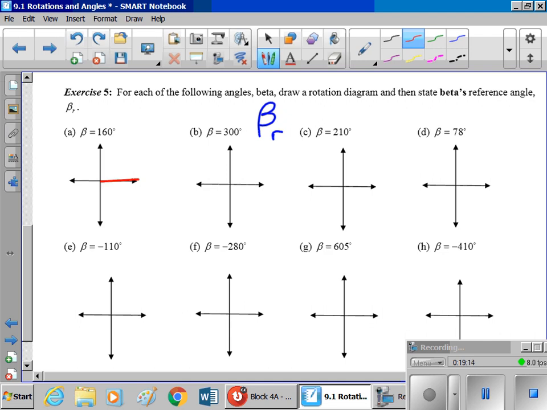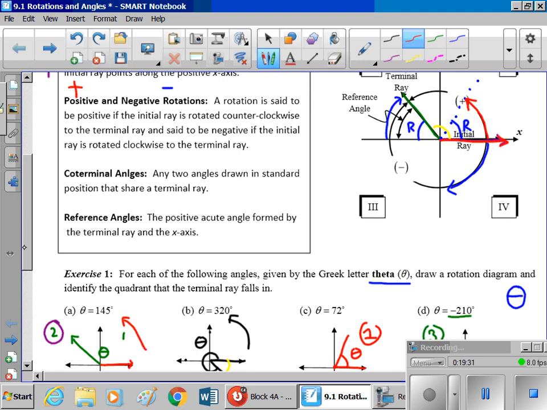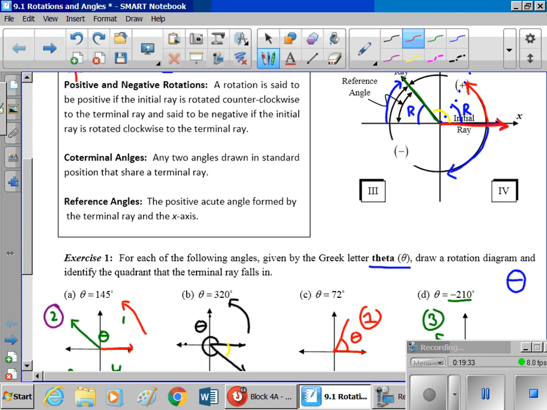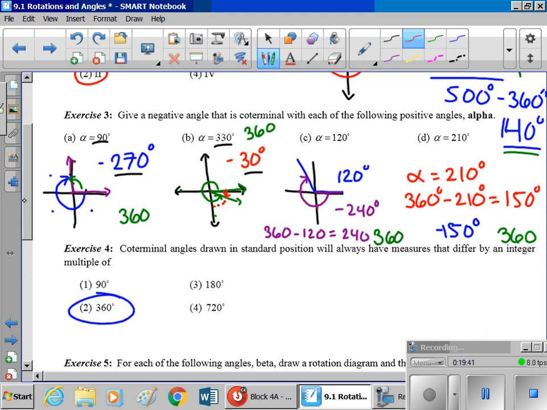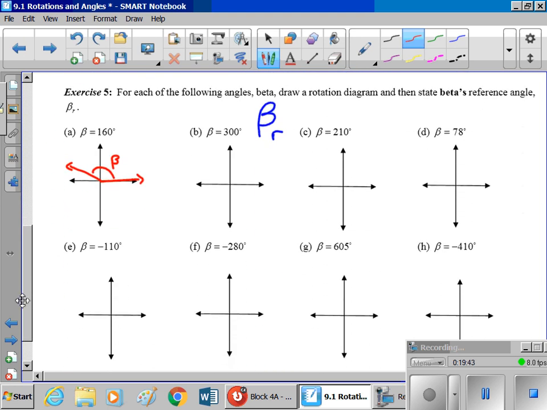So we start with our initial ray, then we go over 90, over another 70, end up here. So this angle is beta. Now we need to find beta r, the reference angle. If we look back, a reference angle is the positive acute angle formed by the terminal ray and the x-axis. So we need an acute angle between the terminal ray and the x-axis.